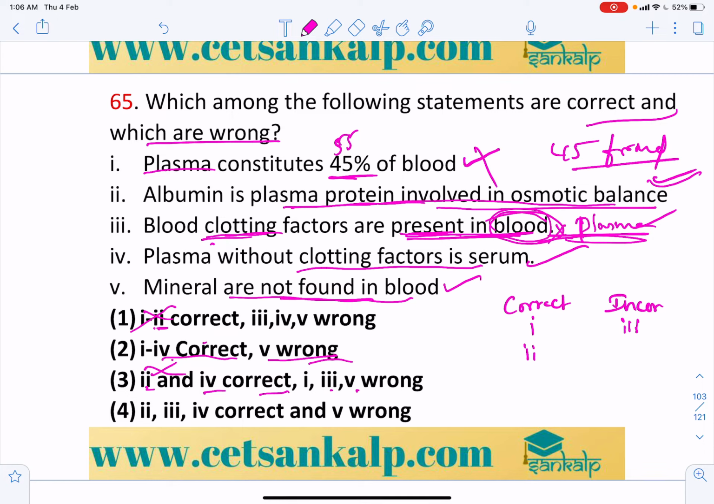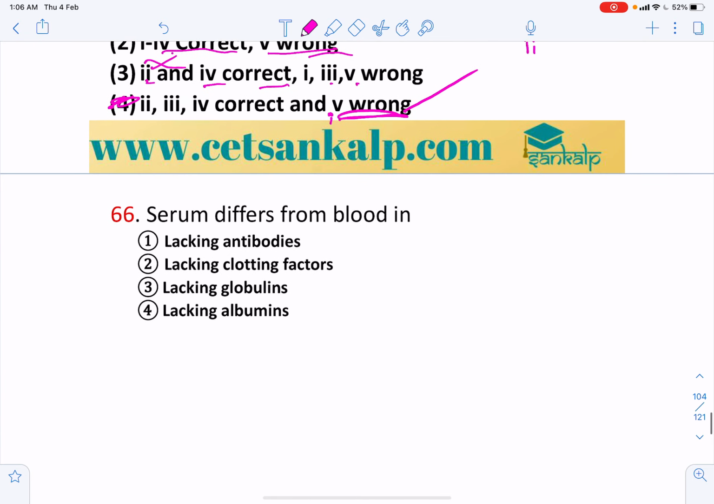Whenever we say the second is correct, the third is correct, present in factor, that is also correct. Clotting factor, serum, that is correct. 1, 2, 3, 4, and here you can say that 1 and 5 are wrong. Right, so that is the answer for that 65th, the fourth one.